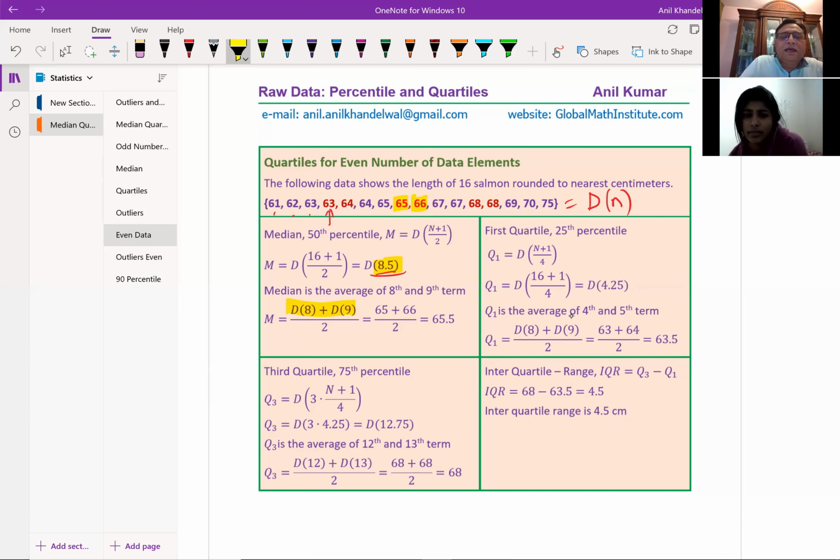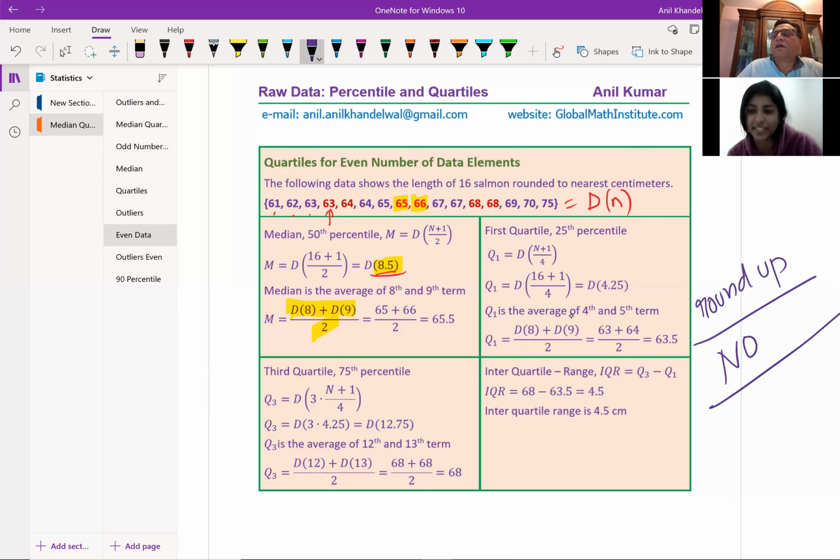So any decimal value, any number between 8 and 9, don't round it up. I'm saying don't round up. Some books will do round up. It is the middle value. It has to be a decimal value which is not part of the data. Again, check with your teacher. As far as I'm concerned, no, don't round up.